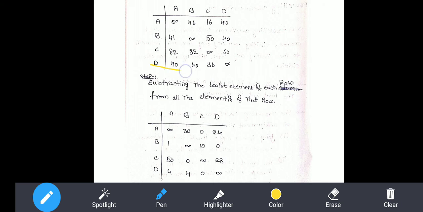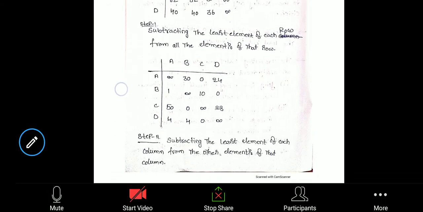Next you can go with the fourth row. The fourth row least will be 36. 40 minus 36 will be 4. 40 minus 36 also 4. 0, infinity. So these are the row wise optimization, row wise operation.